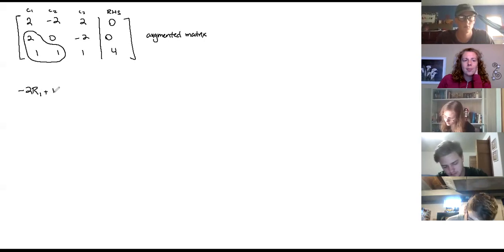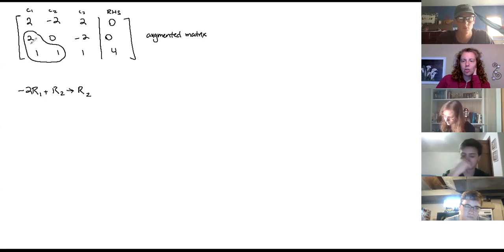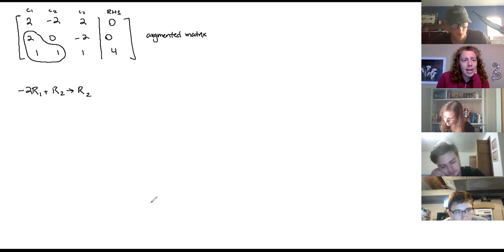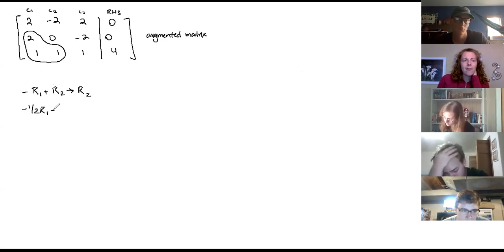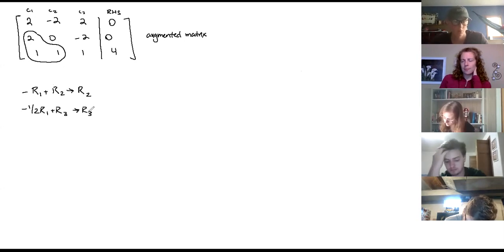-2 row 1 plus row 2 gets sent to row 2. That will let me zero out this 2 right here, right? If I multiply -2 row 1, let's try negative row 1, sorry, negative row 1 plus row 2 gets sent to row 2. Negative row 1 plus row 2 is going to zero out that first entry. And then I'm going to do 2 steps at once. I can also do -1/2 row 1 plus row 3 is going to get sent to row 3, because that will zero out the 1 down here.